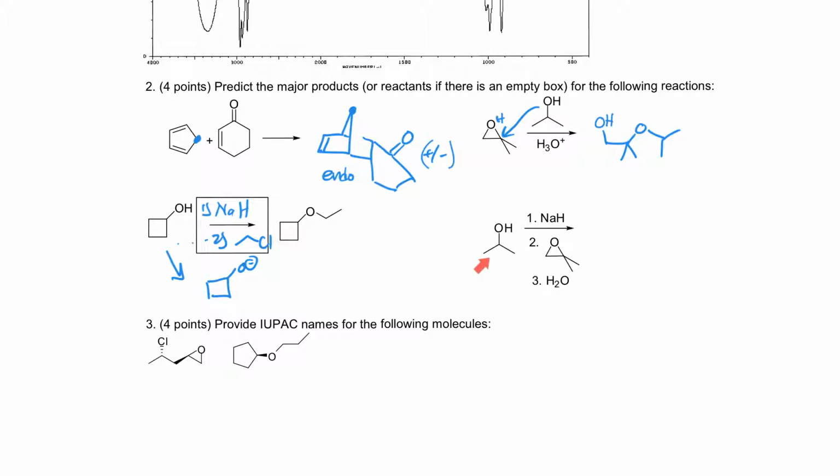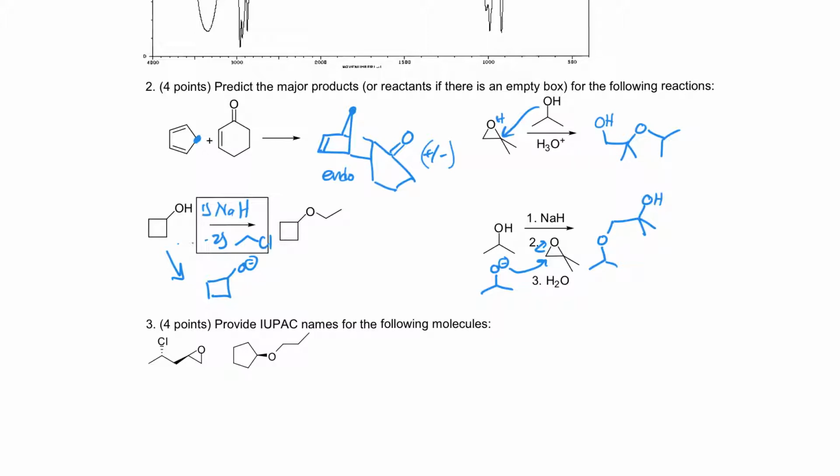The last question here is taking this alcohol and reacting with sodium hydride, then an epoxide, following up with water. So we already just did this reaction. We're going to make the alkoxide. That'll be step 1. Step 2, ring opens the epoxide at the less substituted position. And step 3 protonates the O- that's created from the ring opening of the epoxide. So that would be the desired product in this case.